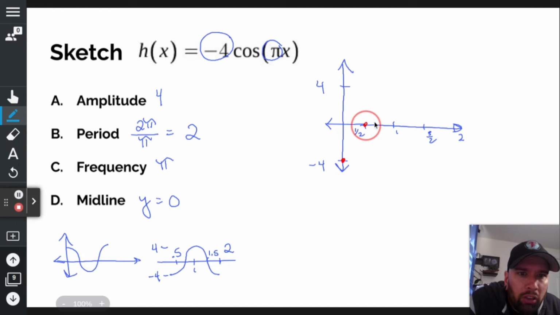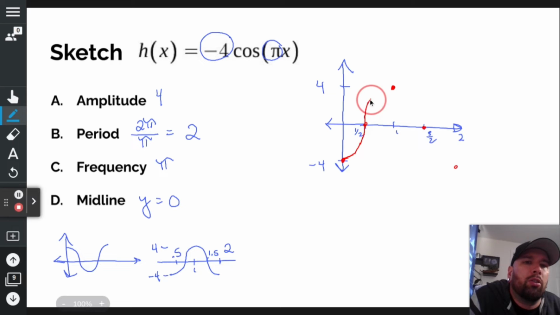Since this is negative cosine, instead of starting at 0, 4, we start at 0, -4. It's going to cross the x-axis there. It's going to peak out at 4 when x is 1, come back down, and bottom out and repeat the process at -4. So it looks like this, and this, and this.